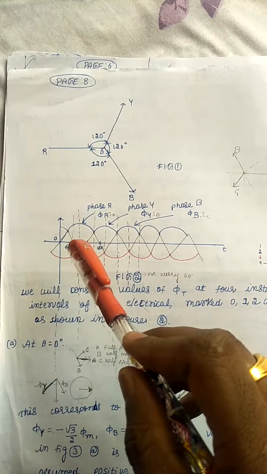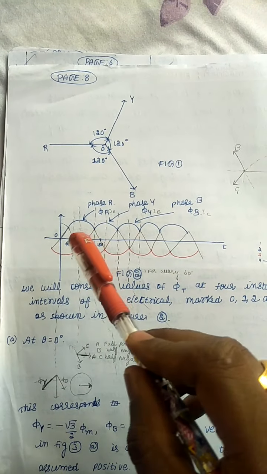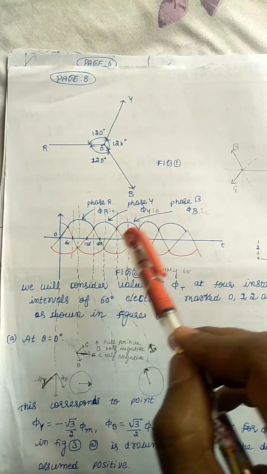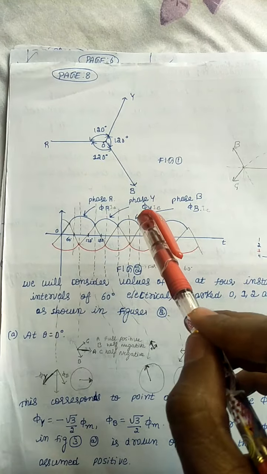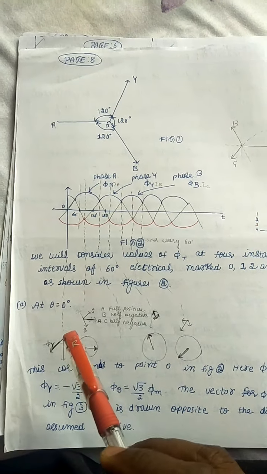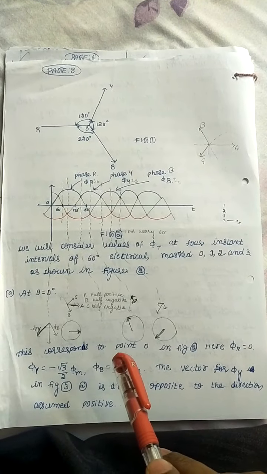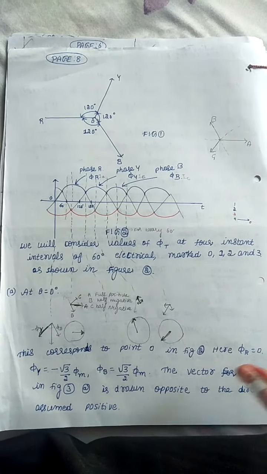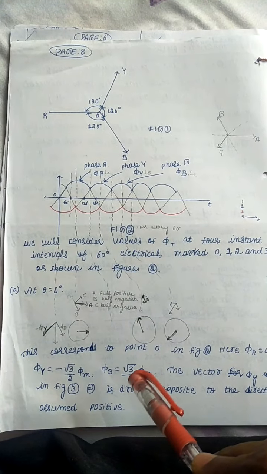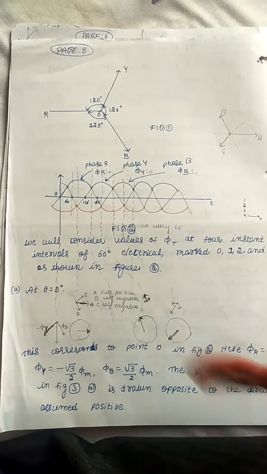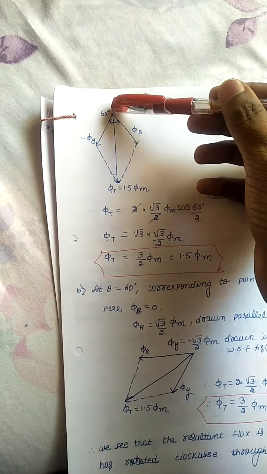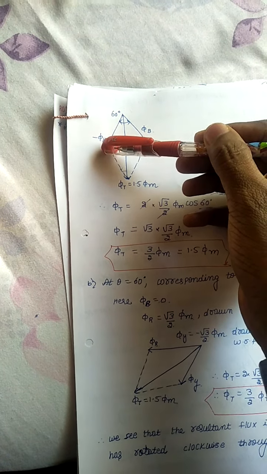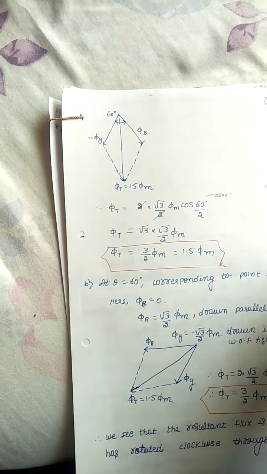If you consider this diagram, this is phase R, phase Y, phase B. Phase R starts from 0, phase Y lags a little bit, and phase B lags further. So at theta equal to 0 degree, what will happen? When theta is 0, phi R is 0, phi B is positive root 3 by 2 phi m, and phi Y is minus root 3 by 2 phi m. Why is it so? Because phi B is in the positive direction, and phi Y is in the positive direction, so minus phi Y is in the negative direction. The resultant of these two vectors is phi T.